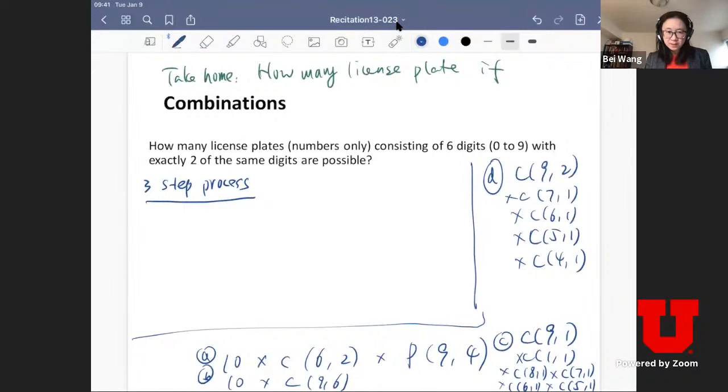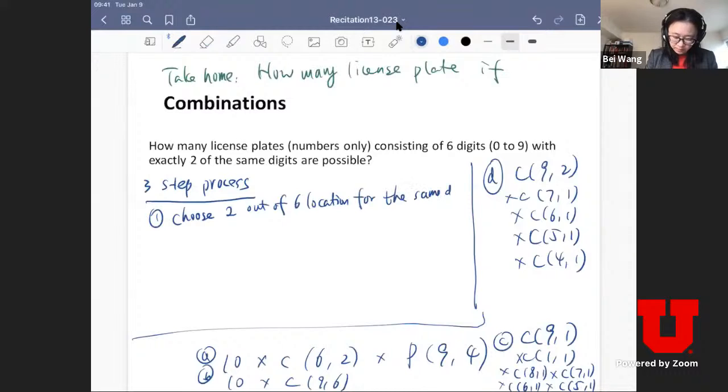The first step is, among the 6 locations, I'm going to choose 2 locations. Remember, it's 6 digits, and 2 of those digits have to be the same. So I'm going to choose 2 of those 6 locations to repeat a particular digit. So the first step is to choose 2 out of 6 locations for the same digits. You have 6 locations, you choose 2 of them. It's C of 6, choose 2.